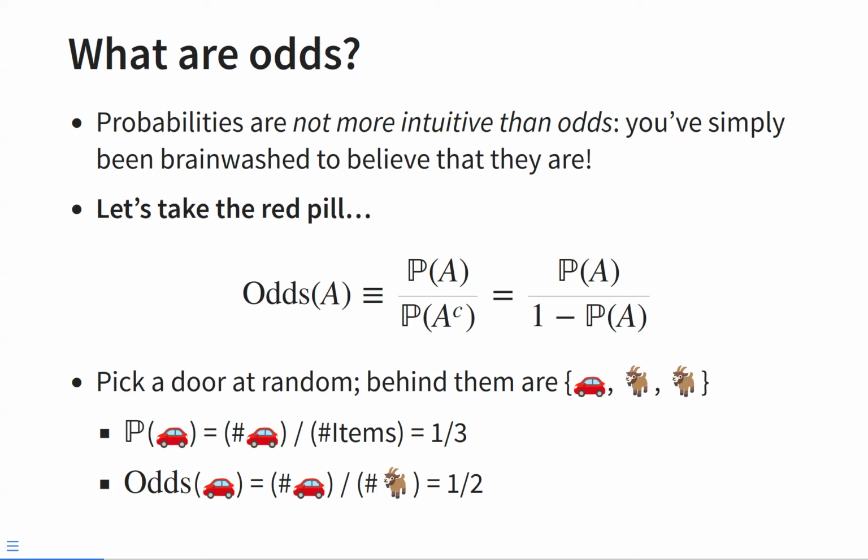And the point I'm trying to make here is that there's really nothing special about counting the number of cars divided by the number of items. In fact, in some sense, you could argue that's a little bit more unnatural of a description of that list of items, car, goat, goat, than just counting up how many cars are there relative to goats. So viewed from that perspective, actually, maybe the odds are a bit more natural.